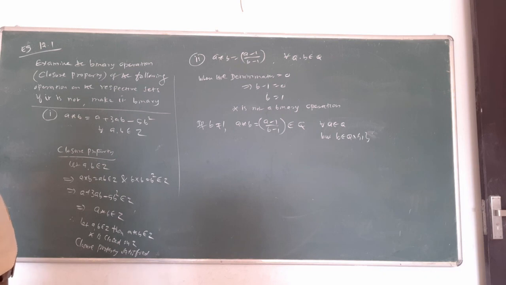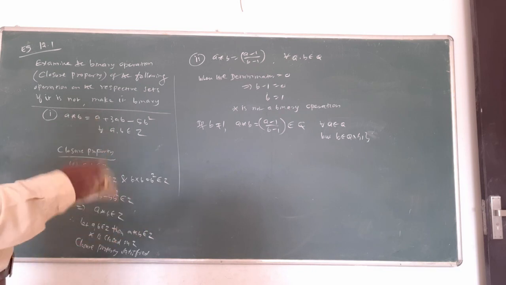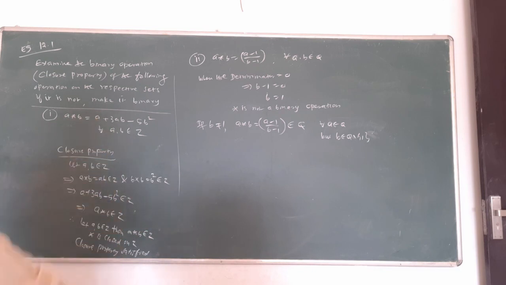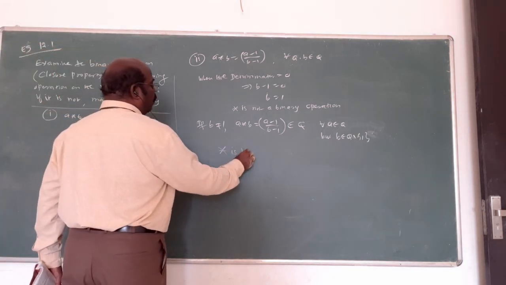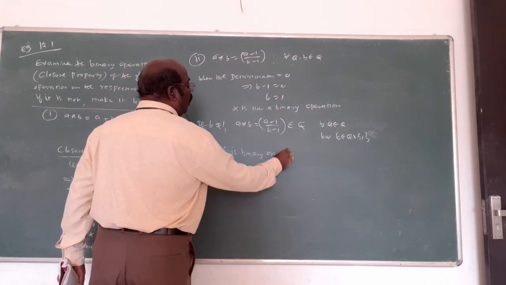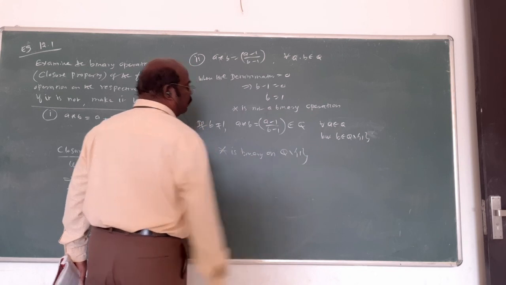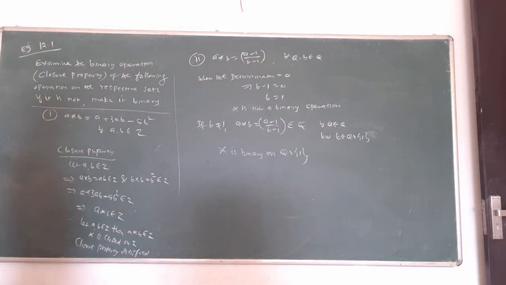That's important. If B is not equal to 1, then A star B belongs to Q, for A belonging to Q but B belonging to Q except 1. Therefore, star is a binary operation. Star is binary only on Q except 1. This is important. That's it. Directly, star is not a binary operation. The closure property is not satisfied. If it is except 1, then this is true. That is the answer. Both of them are true only with this exception. That's all.